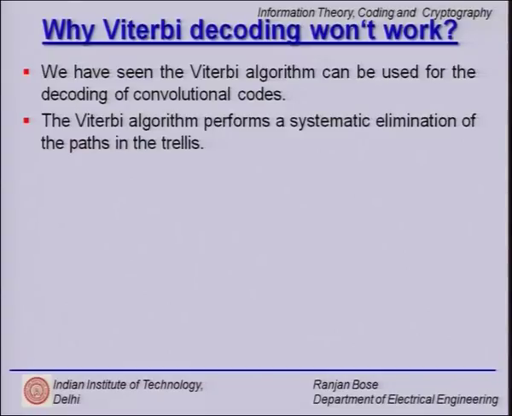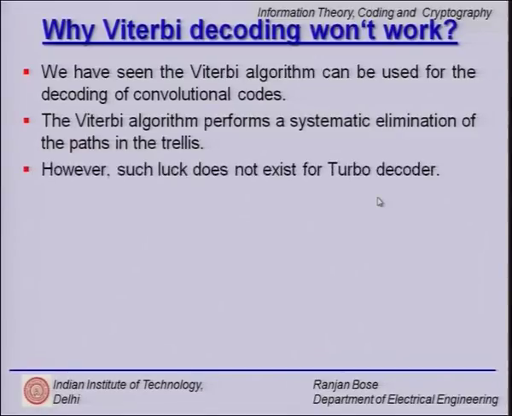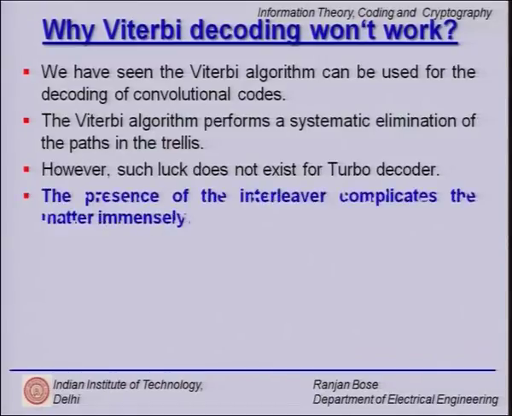So, the Viterbi algorithm works by systematic elimination of paths in the trellis, but the question is which trellis. We do not have this luck for turbo decoder, and therefore, iterative decoding must work. We must appreciate that Viterbi can work if you specify a deterministic trellis, not a trellis that keeps changing. So, the presence of this interleaver has really complicated this decoding process.